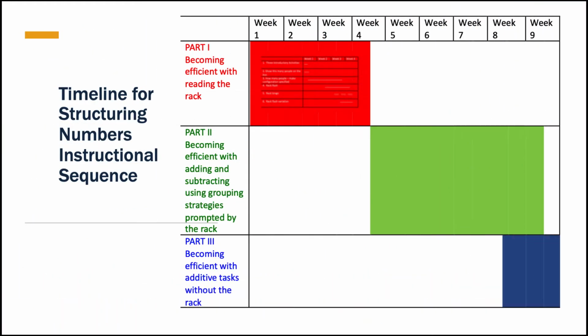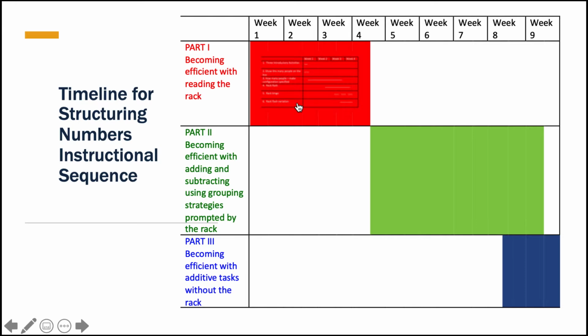In this video, we have provided an overview of the structuring numbers instructional sequence and described in detail the instructional activities that comprise part 1 of the sequence, becoming efficient with reading the rack. Here we show a general timeline for the entire sequence and a detailed timeline for part 1. As the timeline shows, we recommend devoting approximately 3.5 weeks to part 1 of the sequence and approximately 5.5 weeks to the remaining parts of the sequence.